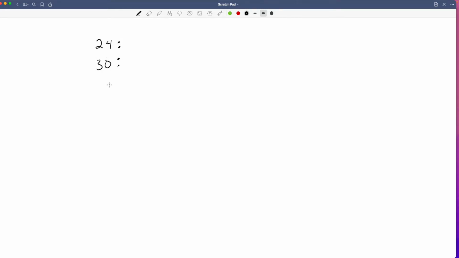We know what the factors of 24 are. We've already done them a bajillion times at this point. So 1 times 24, 2 times 12, 3 times 8, and 4 times 6. Those are the factors of 24. So let's look at 30. We have 1 times 30. Then we have 2 times 15. We have 3 times 10. We have, is there 4?